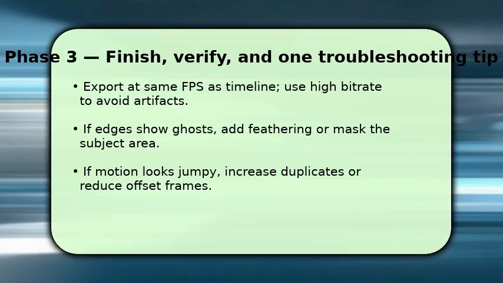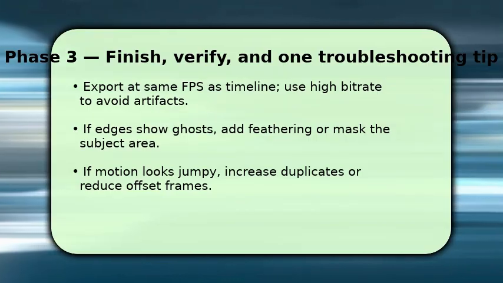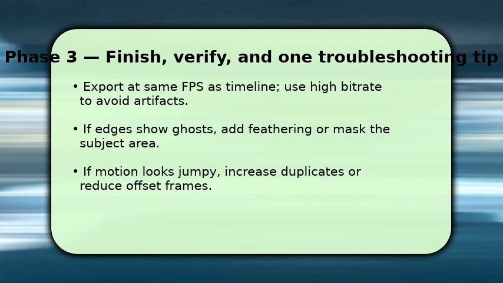If motion appears choppy, increase duplicate count or reduce per duplicate frame offset. One key troubleshooting tip: if colors shift, switch blend mode to screen or add temporarily. Then adjust opacity to remove harsh highlights.